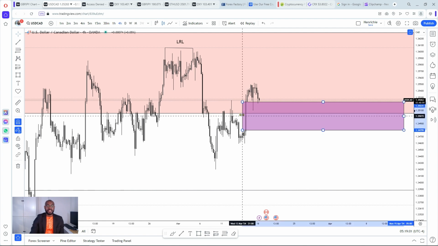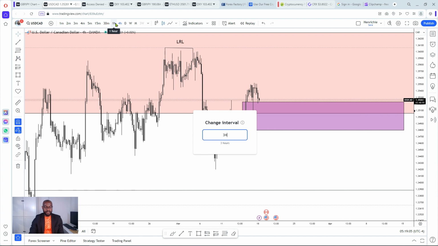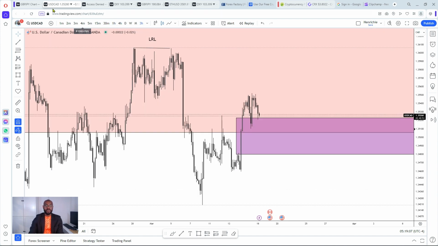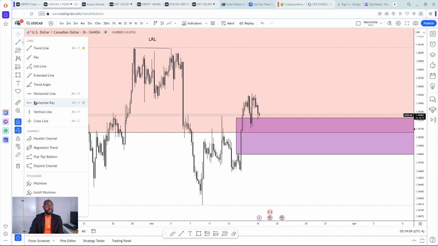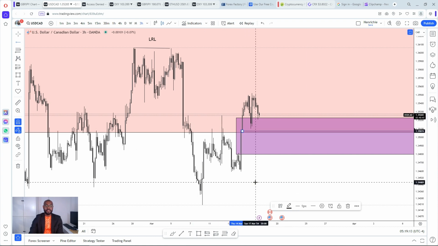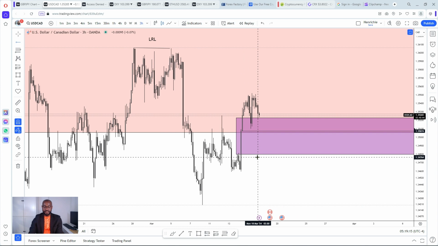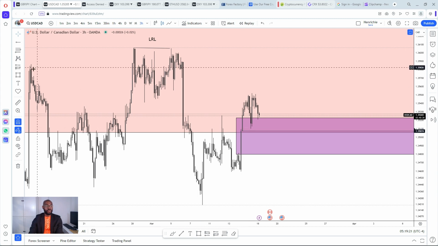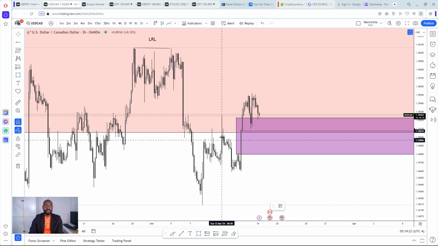So now I've outlined this entire inefficiency. We start scaling down to smaller time frames. We look at the 3 hour time frame, and on the 3 hour time frame, we can see this right here is the close of the inefficiency. This is the open of the inefficiency. This is the close. The next thing we do, we're working with the bodies of the candles.